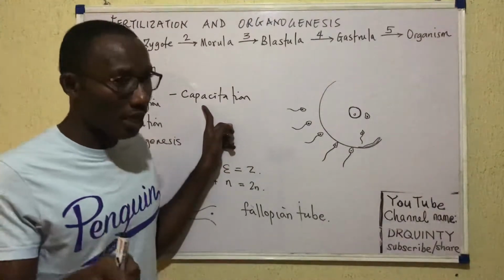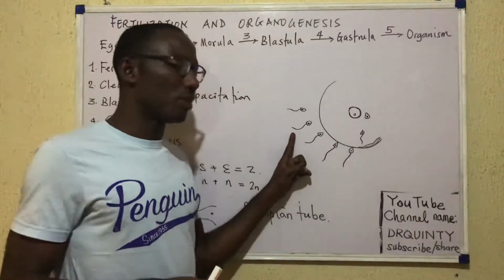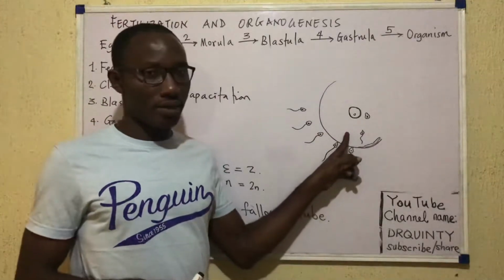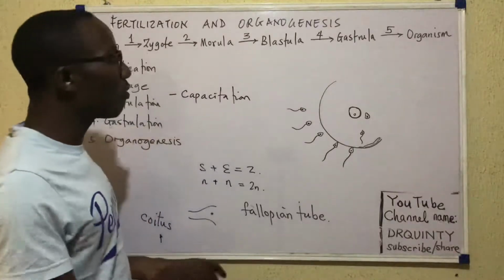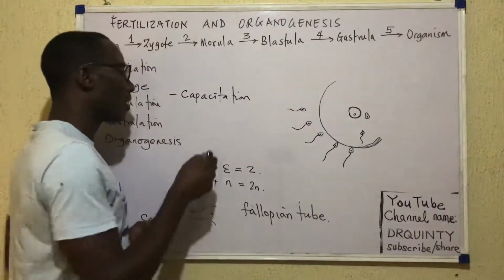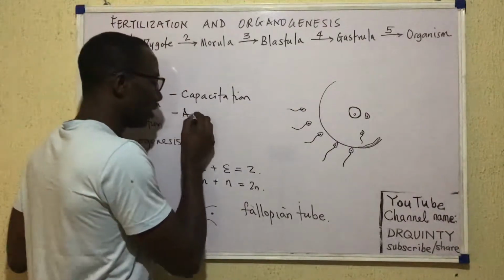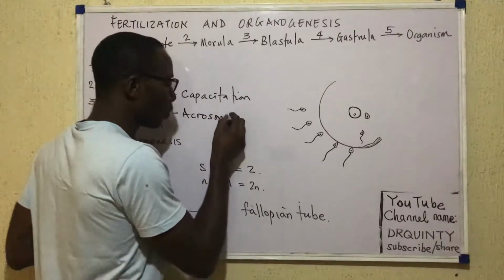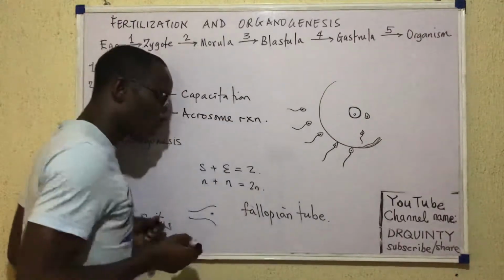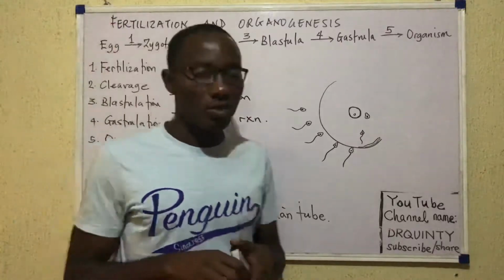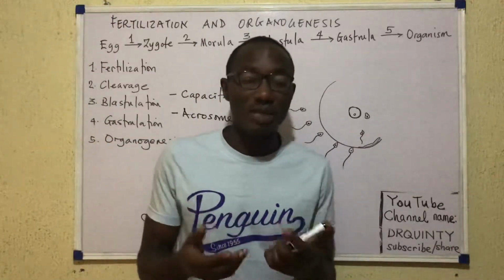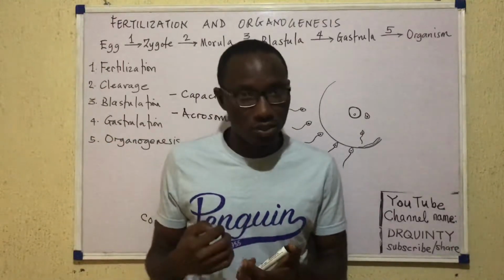And when should it happen? Even before the sperm cell reaches the egg. Now, upon reaching the egg, a second process takes place, and it is called the acrosome reaction. Now, this acrosome reaction, like I said, is triggered by the influx of calcium ions.